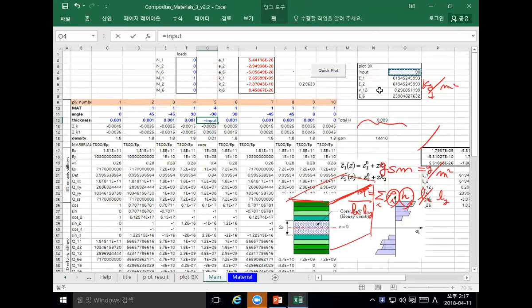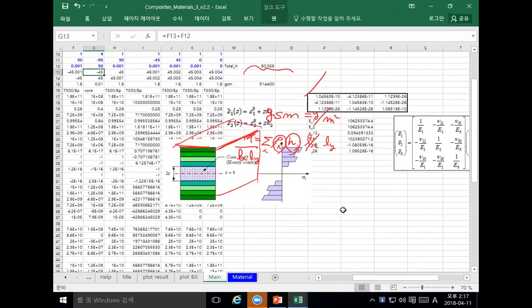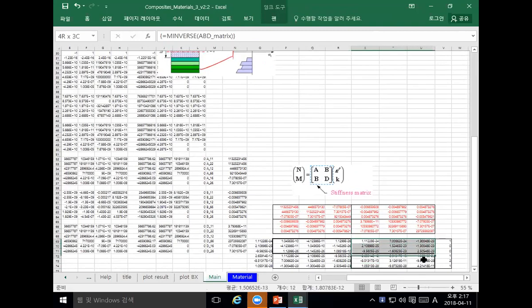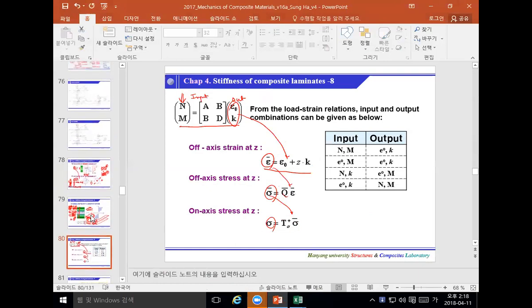So bending stiffness, for example, where is the bending stiffness, by the way? Bending stiffness is from this guy, the ABD matrix. Especially this is the D matrix. This is the bending stiffness matrix. Now, this is a very tricky and important point. Say you would like to, I better use this here to calculate.